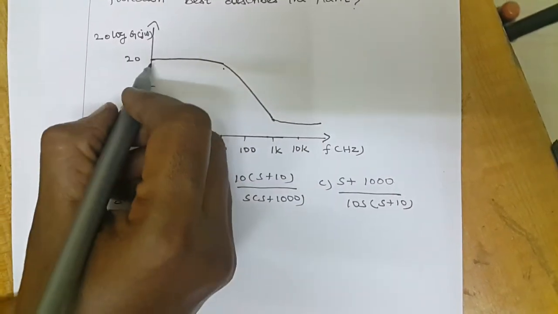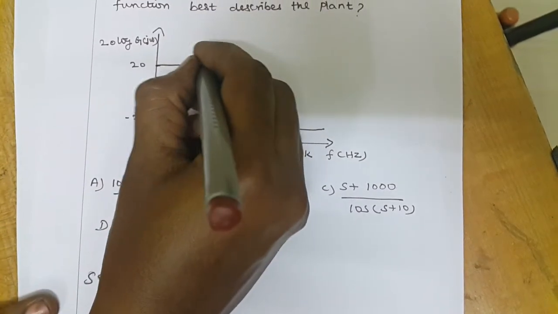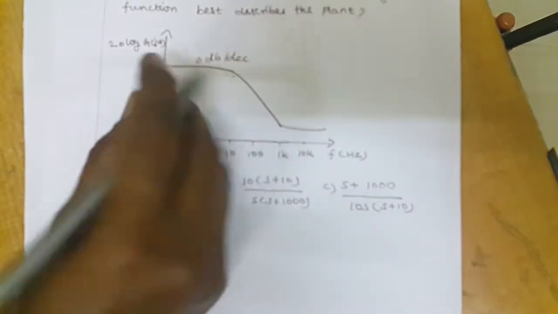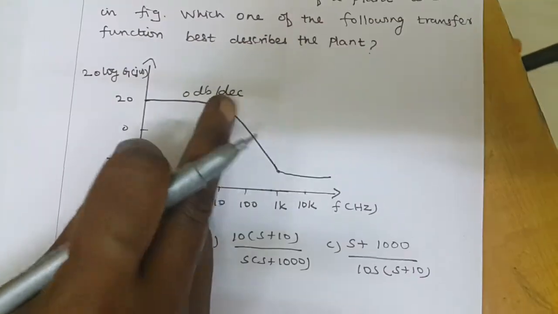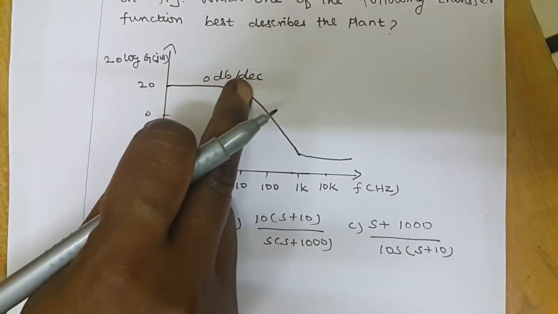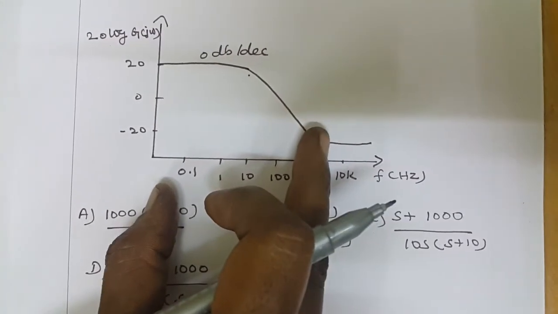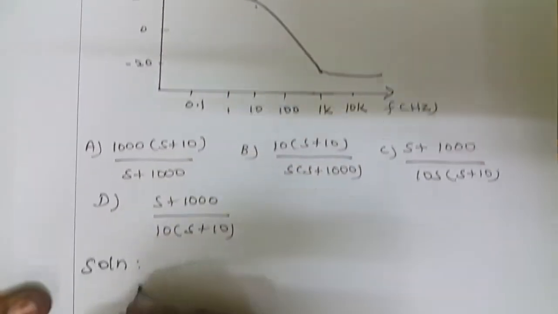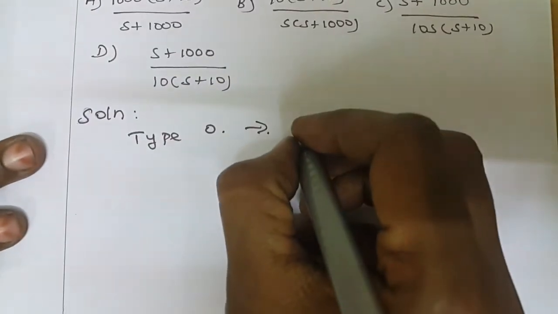Here the initial slope of the Bode plot is 0 dB per decade, so there is no slope. From this information, we can say that the given transfer function G(s) is a type 0 system. So that is our first information, type 0 system. This is our step 1, and we have found the type of the system.